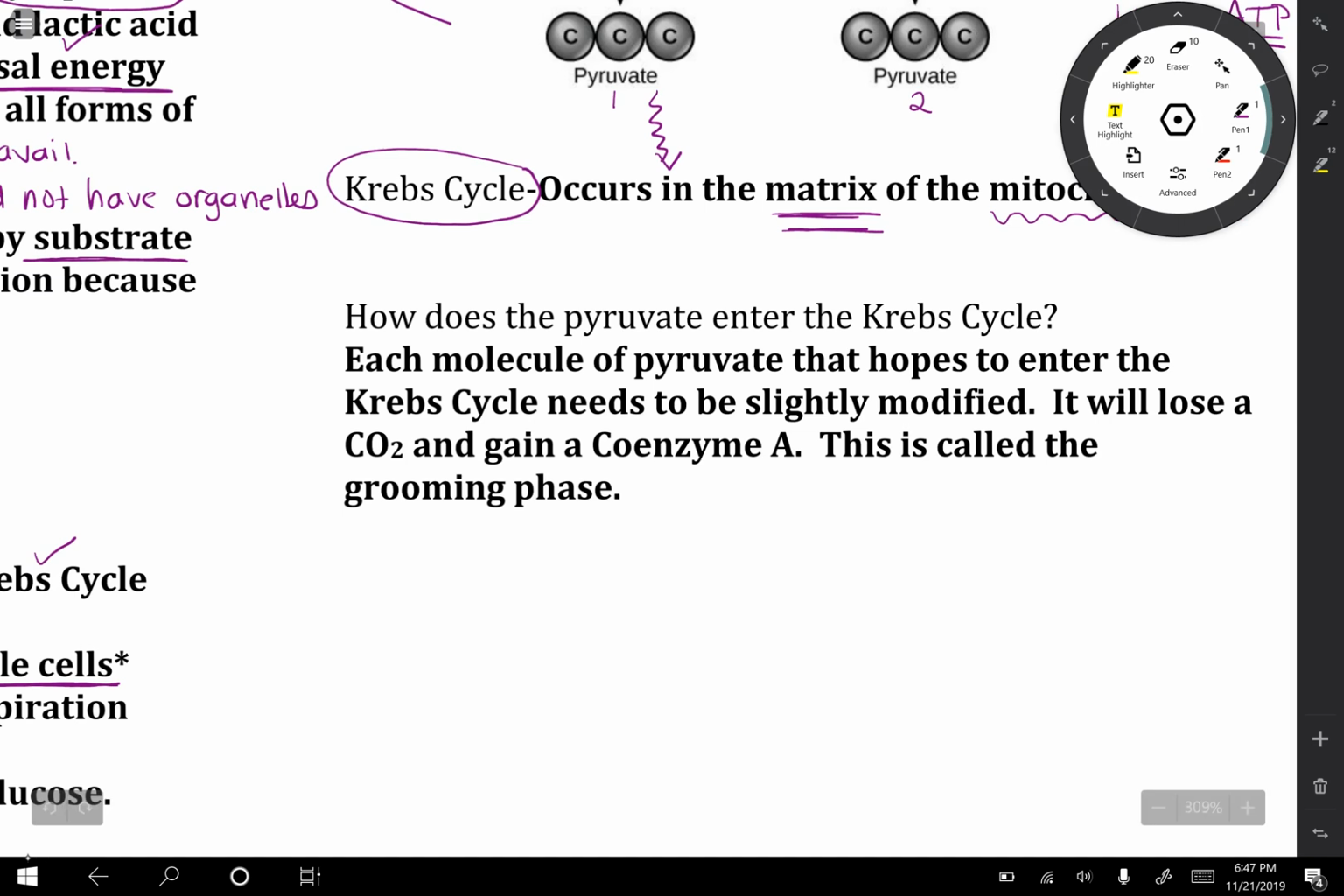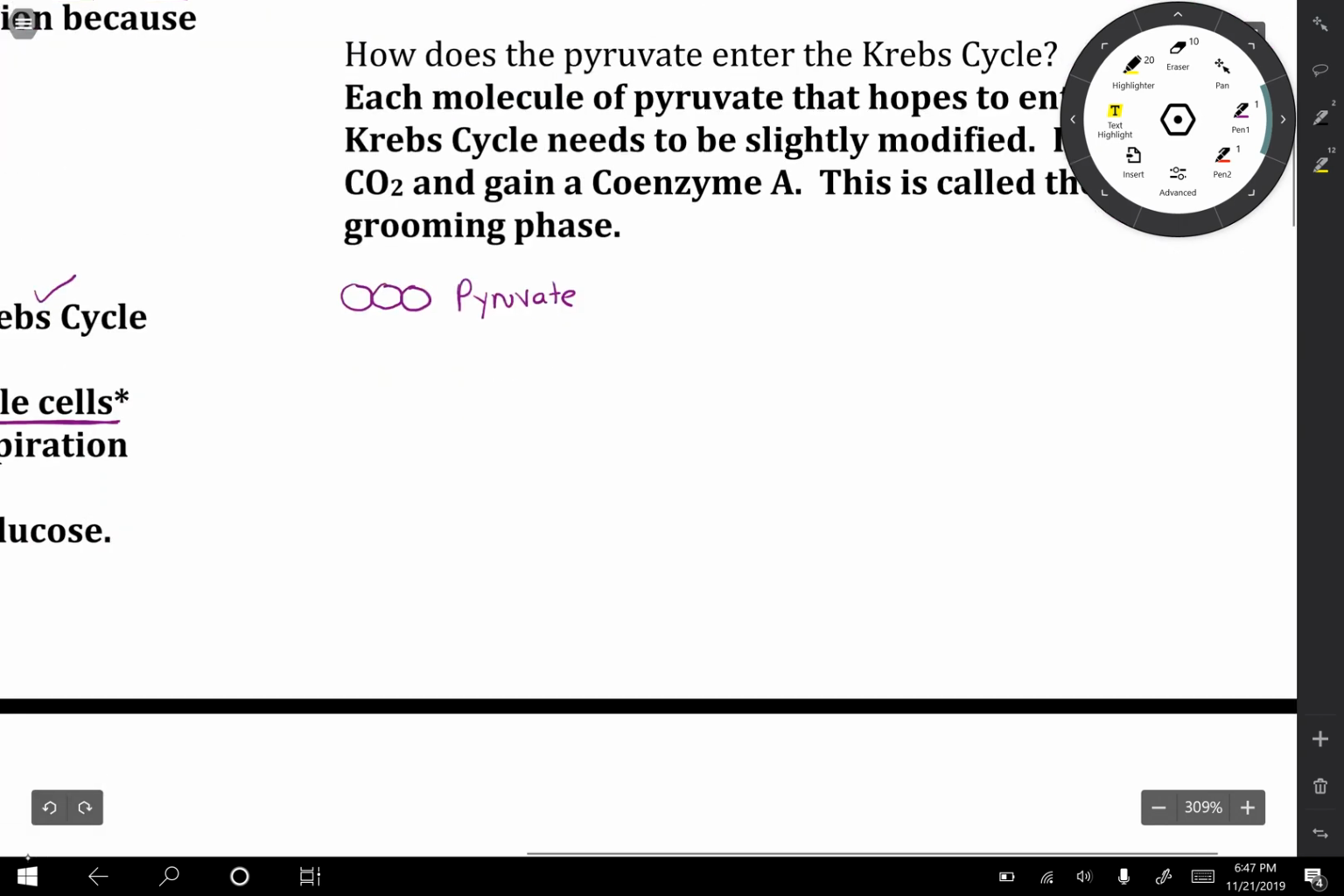Pyruvate has 3 carbons, as you can see from the picture. So there's 1, there's 2, there's 3. That's your pyruvate. And in order to get into the Krebs cycle, you're going to have a 4-carbon molecule called oxaloacetate, or OAA. And you ultimately want to start forming this 6-carbon molecule called citrate. That's why the citric acid cycle gets its name.